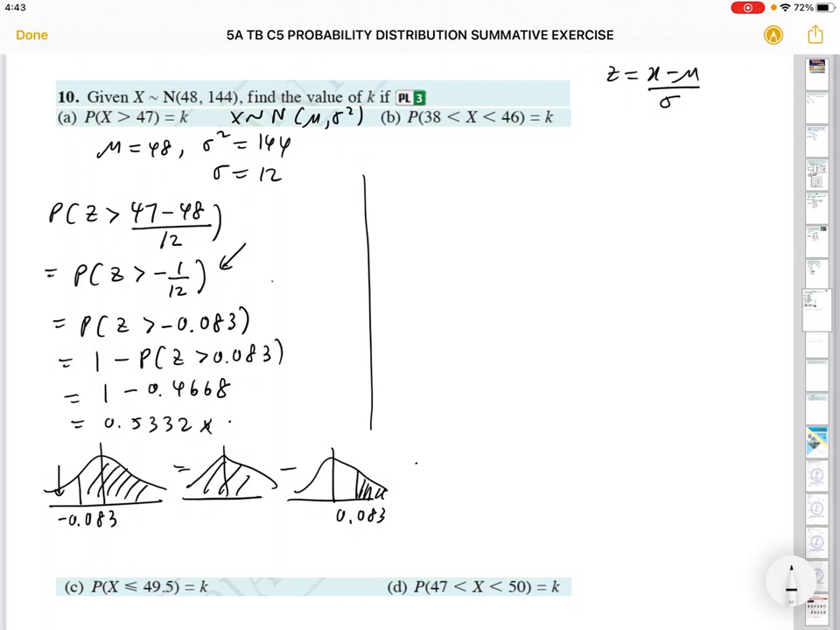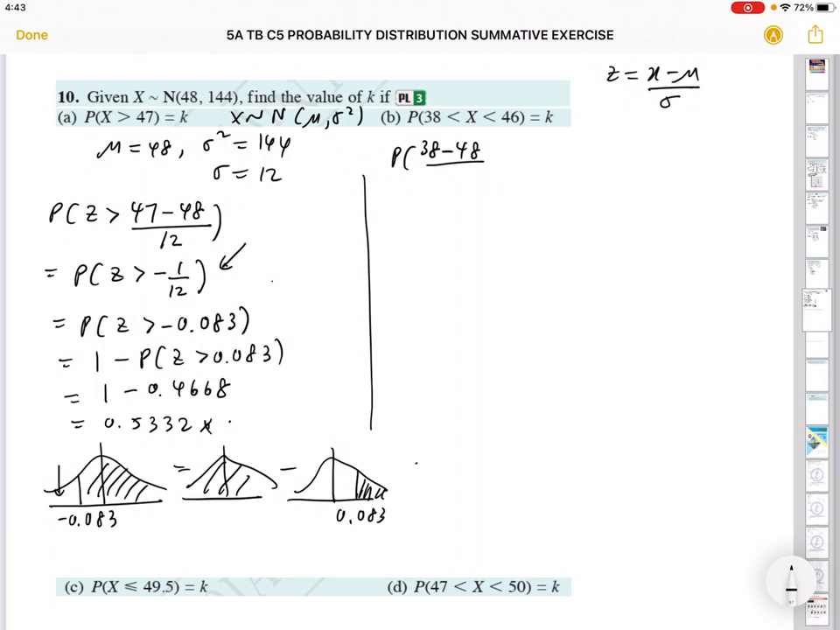All right, part B. The probability is between 38 and 46. In this case, we take 38 minus your mean 48, divided by standard deviation 12.